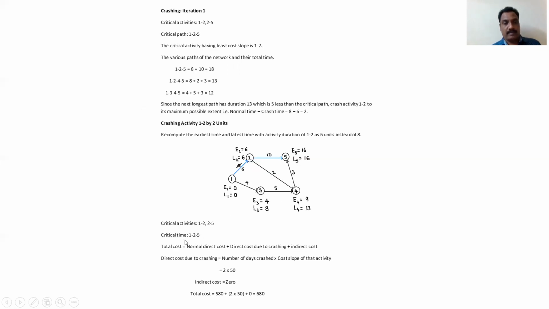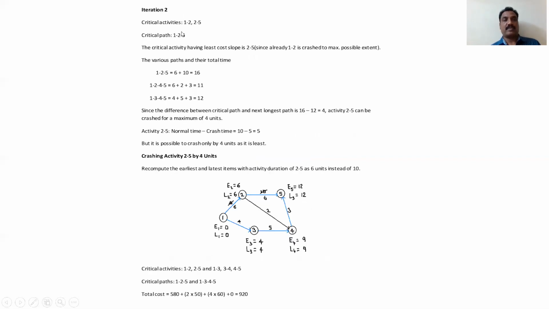Next, your total cost is how much according to this? Normal direct cost plus direct cost due to crashing plus indirect cost. So how many units did we reduce? 2 units. What is the cost slope? The number of days crashed is 2. The rate of cost slope is 50. Just now we calculated 50. Cost slope is 50 rupees, which means 100. So already 580 earlier, now 580 plus 100. That is 680. Now can we reduce further? Can we crash further? We have to check.